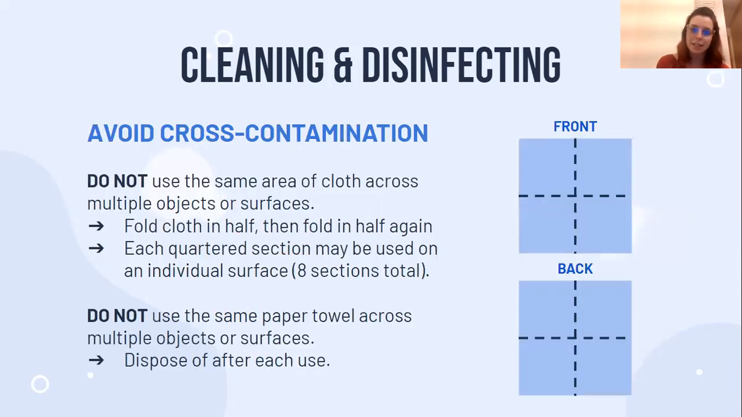So again, cleaning and disinfecting, we want to avoid cross-contamination. So you don't want to use the same area of cloth across multiple objects or surfaces. In the event that you're using a microfiber cloth, you want to fold the cloth in half and a half again, as per the diagram indicated here on this slide. Each quartered section may be used on an individual surface, so there are 8 sections total on any given cloth that can be used across 8 separate surfaces.